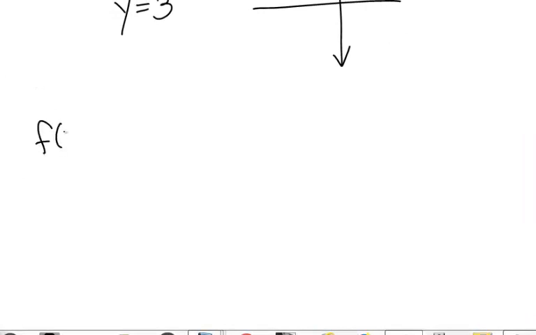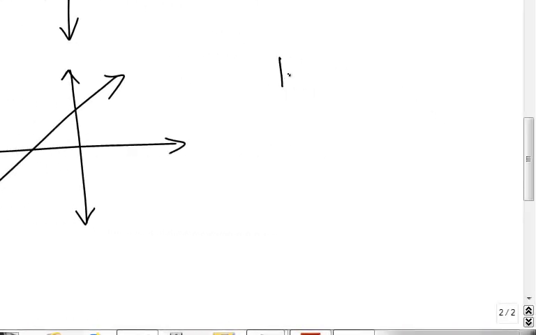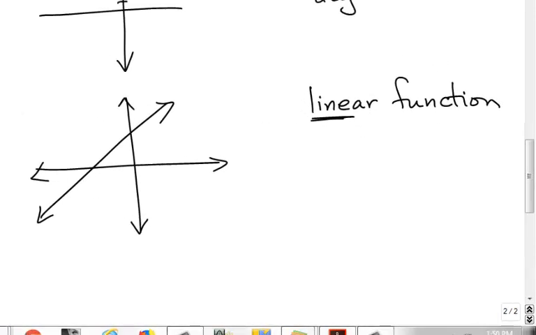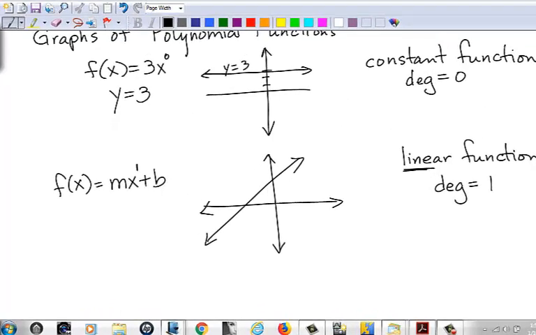If you have f of x equals mx plus b, that's like y equals mx plus b. What's that going to graph? A line, right? We don't know exactly what it's going to look like, but y equals mx plus b is going to graph a line. So that is called a linear function. And you can see the word line inside there, a linear function. And the degree, because it's y equals mx and it's x to the first, so the degree is 1.